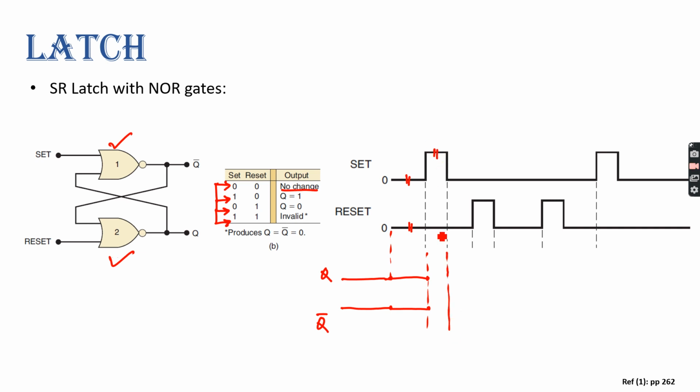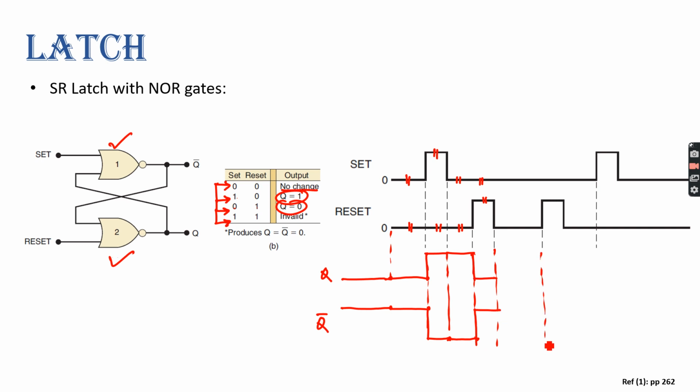Up to this point, set is 1, reset is 0. So 1 0 gives you output 1. So this Q will become 1 and Q bar will become 0. Now here both are 0, meaning there will be no change. So 1 will be 1 and 0 will remain 0. From this point, this is 0 and 1. So 0 1 gives you output 0. So here it will switch to 0 and this will switch to 1.